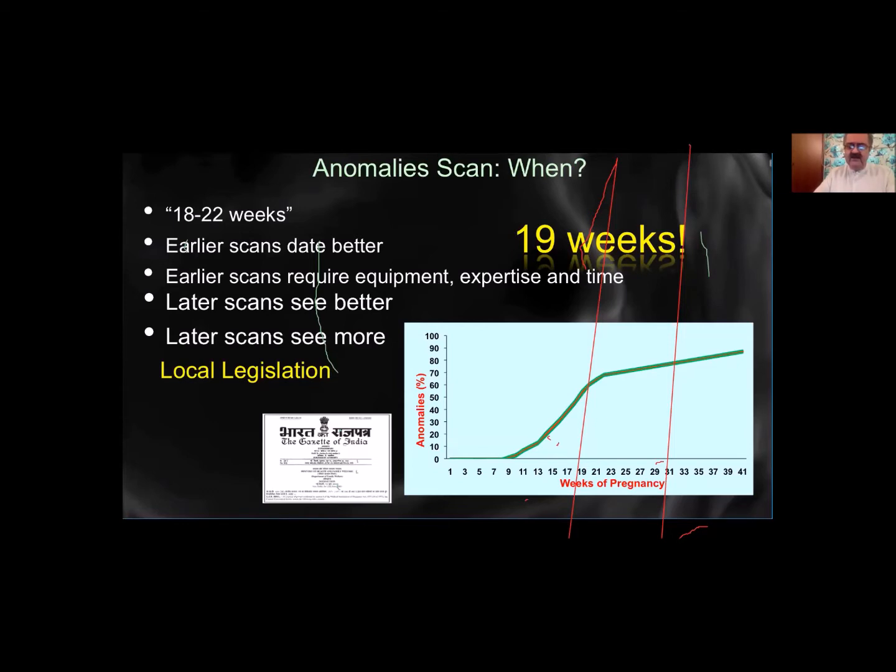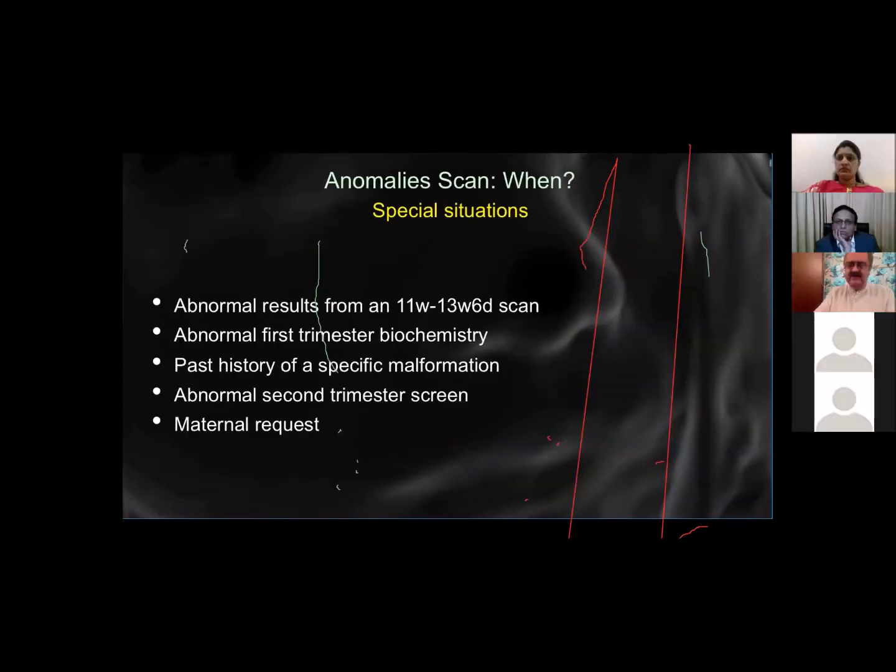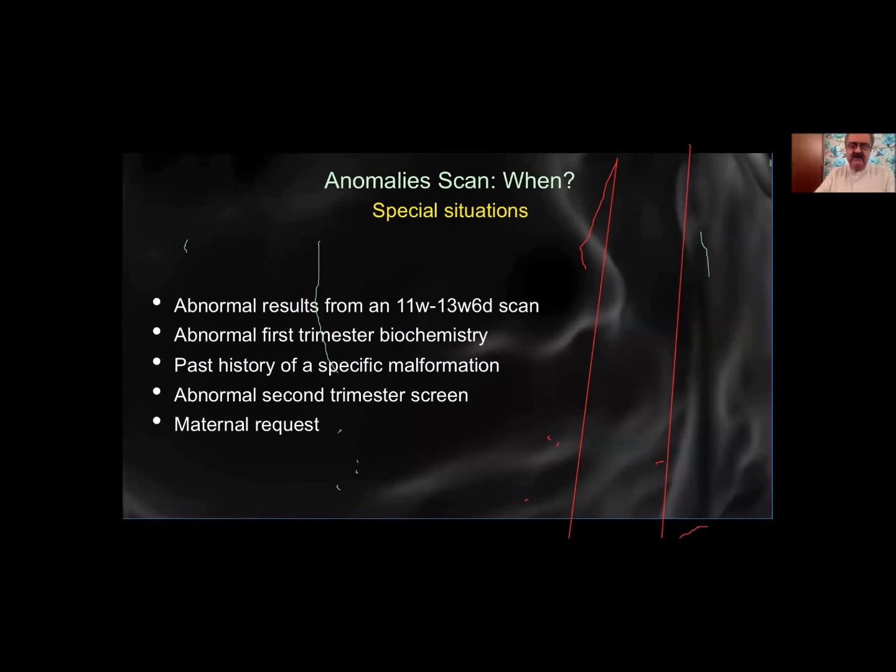There are some special situations where we might like to consider an earlier scan than 18 to 20 weeks. For instance, if you have a doubt in the early morphology scan between 11 weeks and 13 weeks, 6 days, or you have an abnormal first trimester biochemistry, a normal ultrasound scan at that time, then you might want to follow them faster. If there is a past history of a specific malformation, an earlier diagnosis is useful, or you have an abnormal second trimester genetic screen, such as a high alpha fetoprotein, you might consider this earlier.